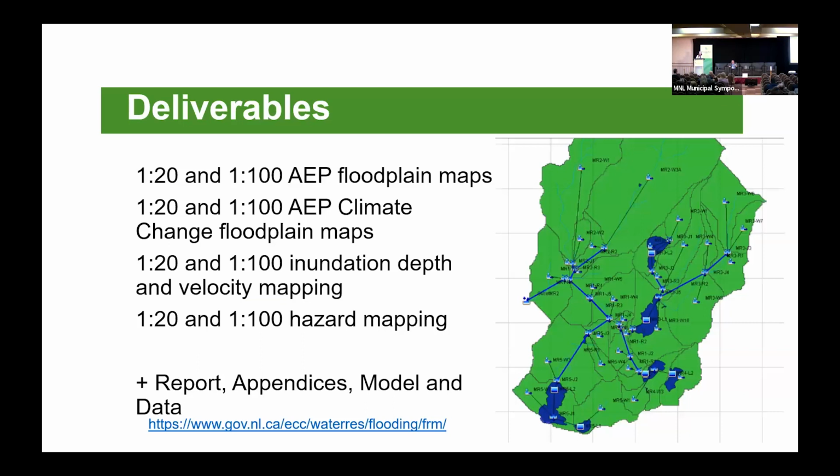So what do you get out of that from a municipality? Well, you get 1 in 20, 1 in 100 floodplain maps. You get 1 in 20 and 1 in 100 climate change floodplain maps. You get inundation depth and velocity mapping, and also hazard mapping. And then the report, the models, the data, all that is also available to you. So if a model gets developed for your community, that's something that's posted on our website, or we can make available to the community as well.